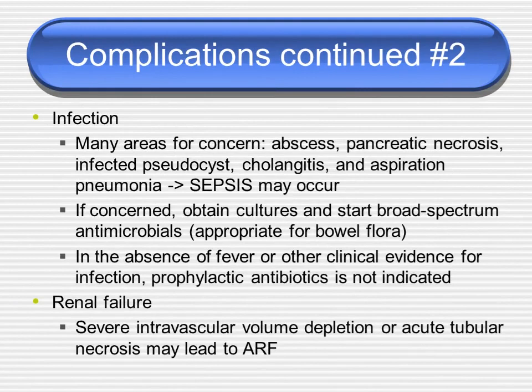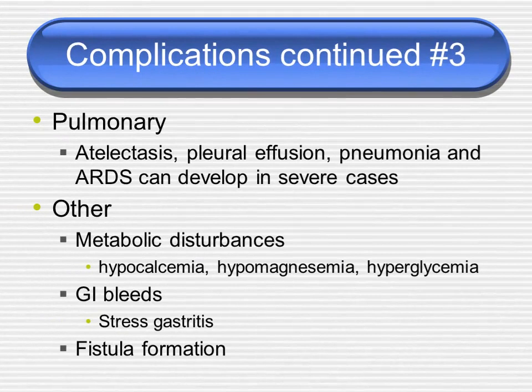Infection: this cyst could be infected in many areas, with abscess, pancreatic necrosis, acidosis, cholangitis, aspiration pneumonia, and so on. Due to disturbances in fluid and electrolyte balance, they present with severe intravascular volume depletion and acute tubular necrosis with acute renal failure. It's a pre-renal type of disease. Pulmonary complications could present with atelectasis, pleural effusion, pneumonia, and so on. Other metabolic disturbances include hypocalcemia, hypomagnesemia, and hyperglycemia. They present with stress ulceration and GIT bleeding.